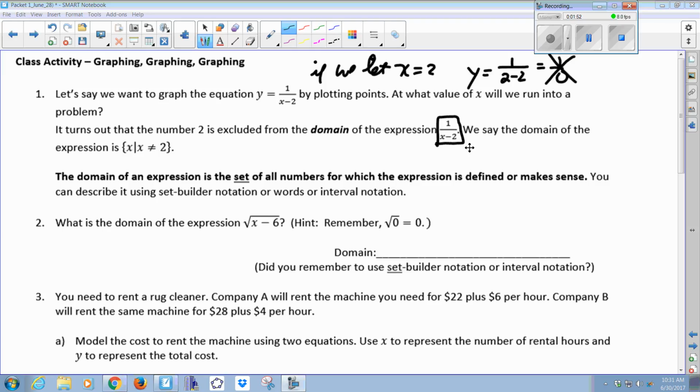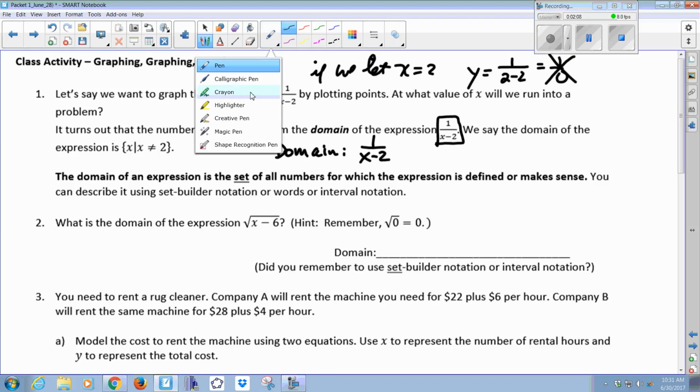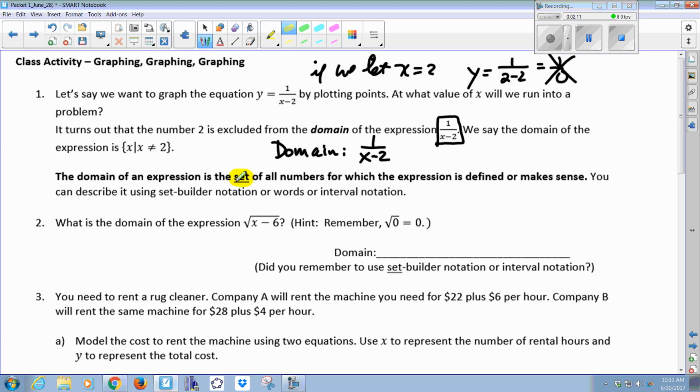So we say that the domain of this expression is a set of numbers. That's a key idea here, that it's a set. So you want to make sure that anytime you talk about a domain, you remember it's a set. And it's not just the number that's excluded. It's all of the numbers that are allowed in. So the domain in this case, if we use set builder notation, is the set of all x such that x cannot equal 2.